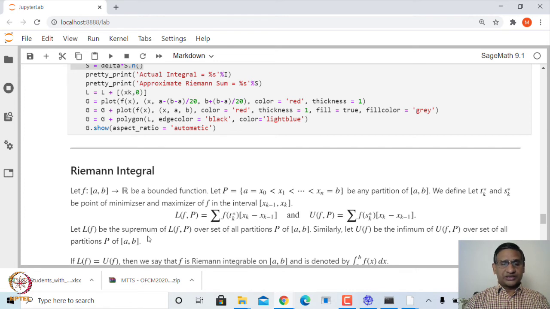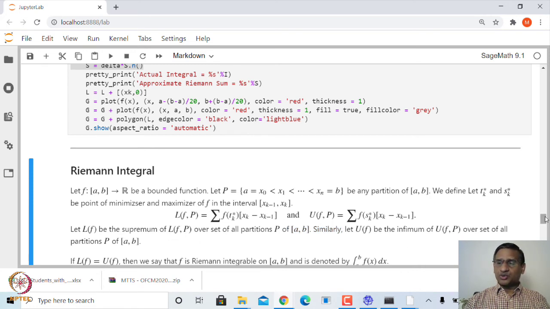One can show that these suprema exist because this will be bounded above by (b minus a) into the maximum value of the function in the interval [a, b], and similarly this will be bounded below. So LFP will have a supremum and UFP will have an infimum. So, you find out the infimum and supremum of these two.